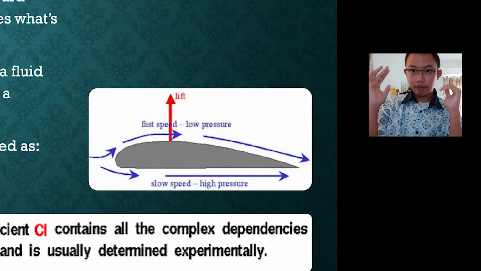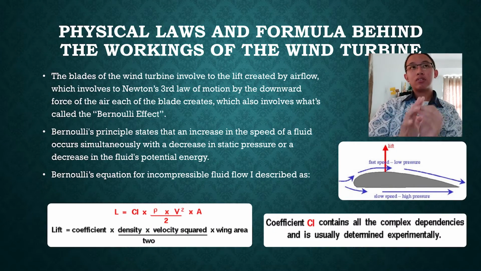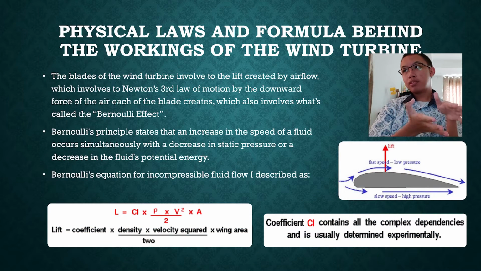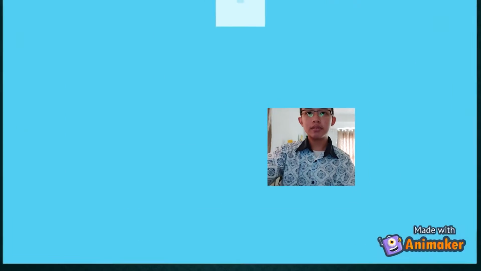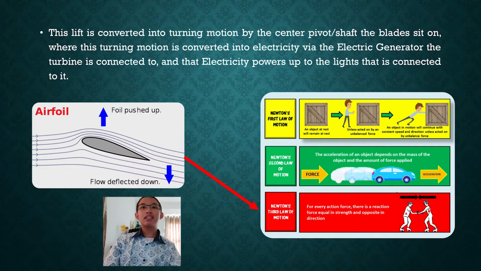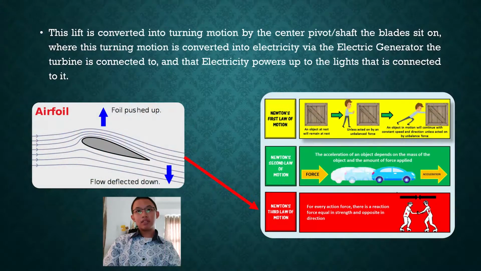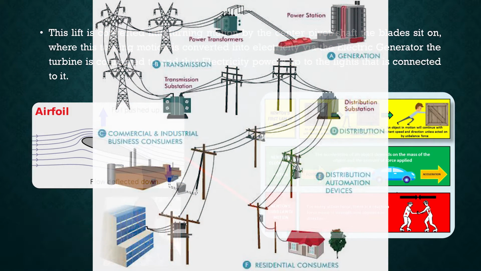And this pressure difference makes the wing push the air downwards, and due to Newton's third law, which is that for every action there is an equal and opposite reaction, the air pushes the wing back up, which creates the lift we are looking for now. This lift is converted into turning motion by the center pivot or shaft the blades sit on, where this turning motion is converted into electricity via the electric generator the turbine is connected to, and that electricity powers the lights that are connected to it.